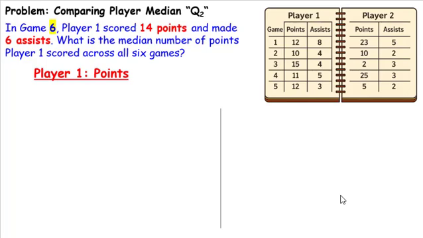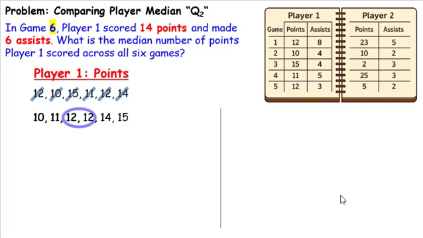Let's say in game 6, player 1 scored 14 points and made 6 assists. What is the median number of points player 1 scored across all 6 games? So let's write it from least to greatest: 10, 11, 12, 12, 14, and now 15. We have two middle numbers, so we'll find the mean of those two middle numbers.